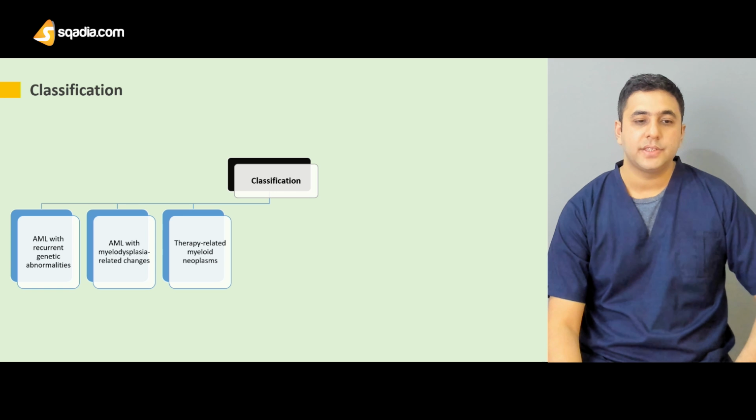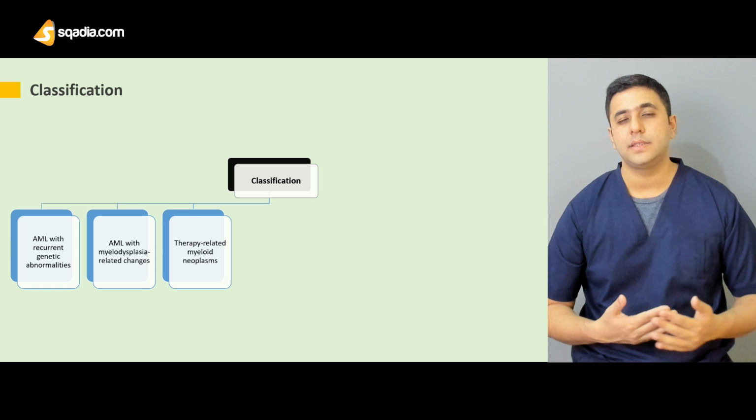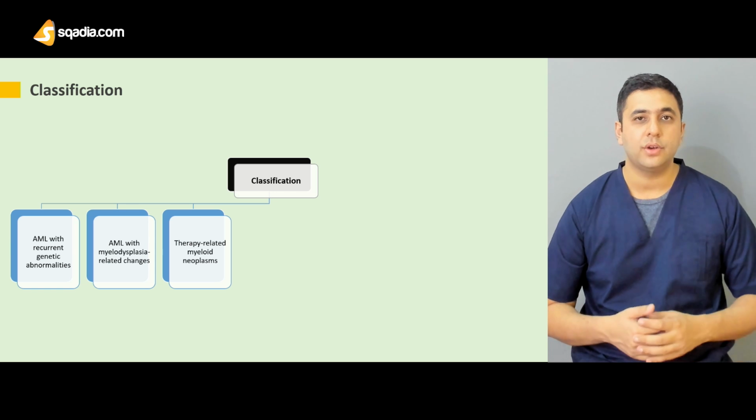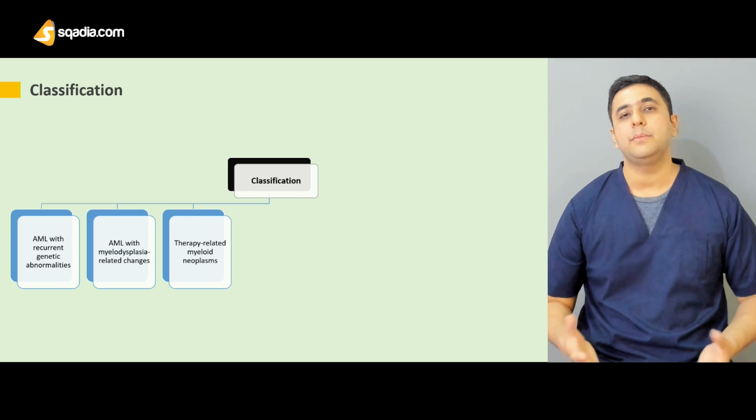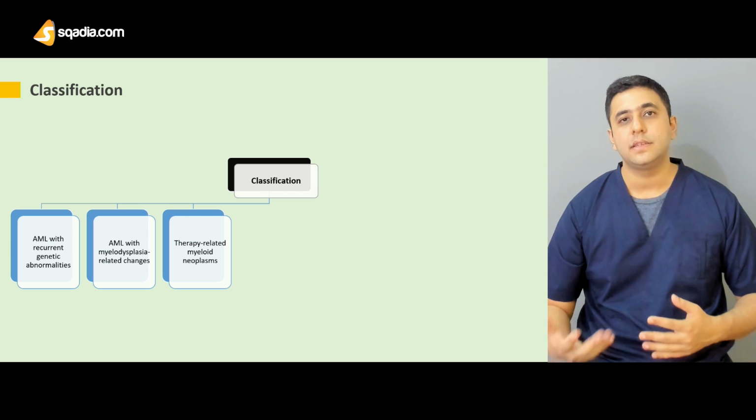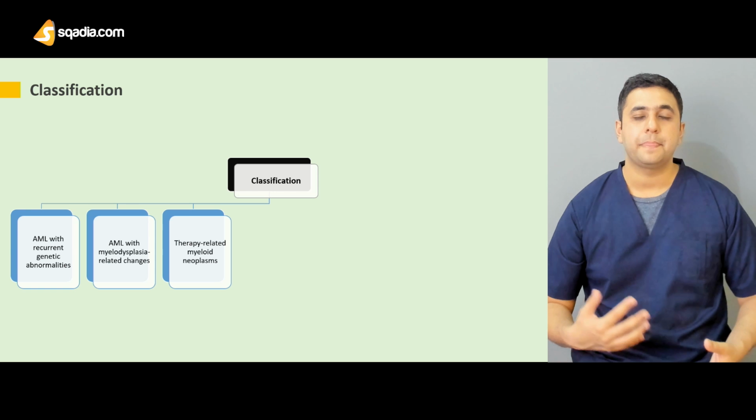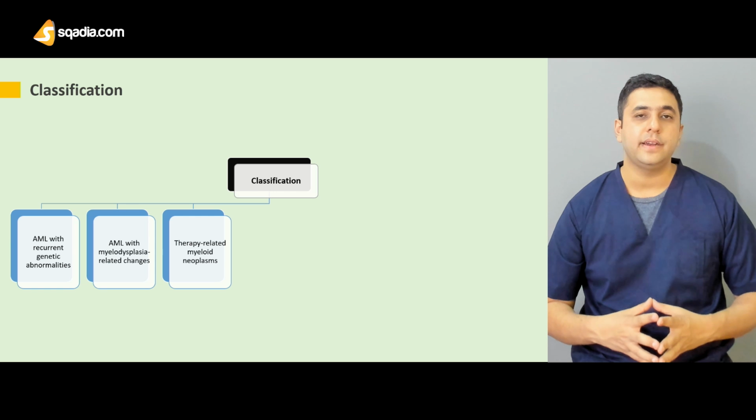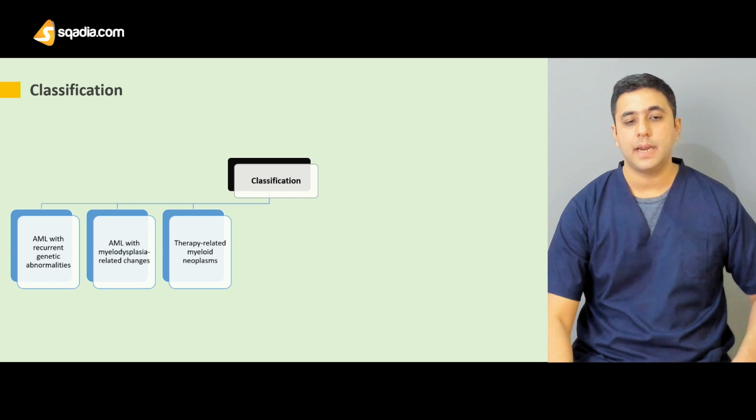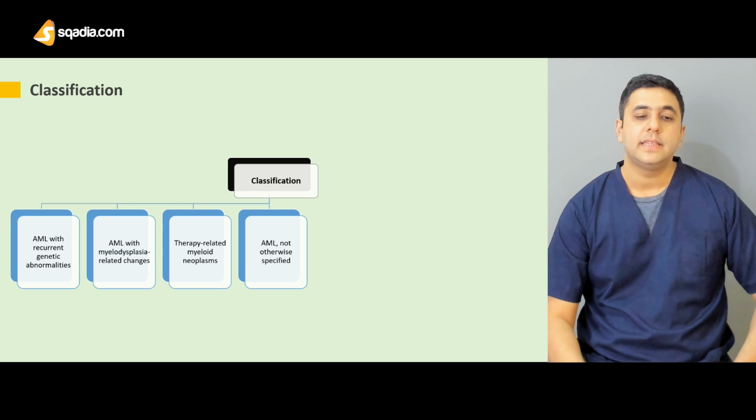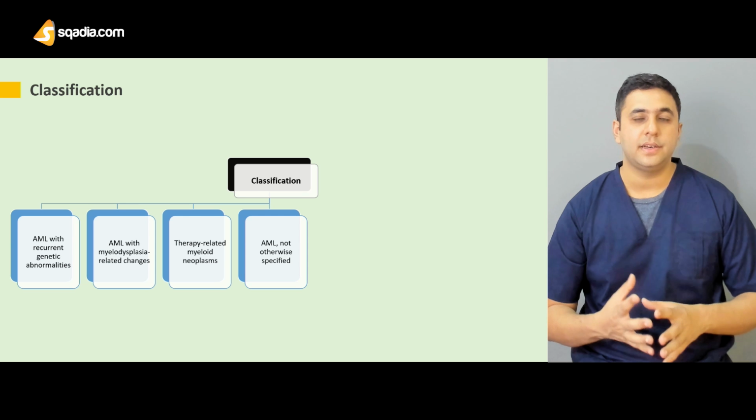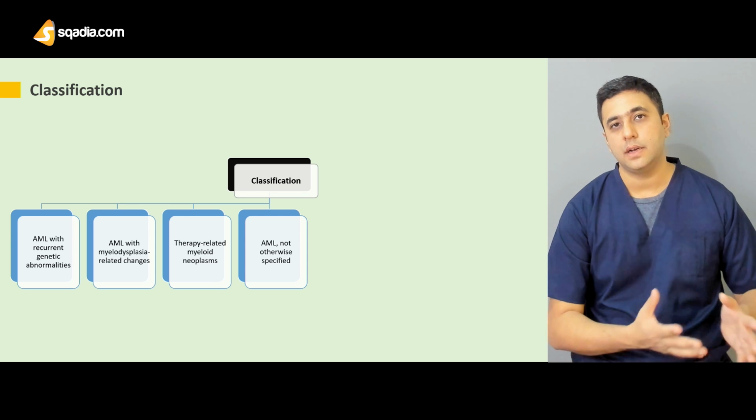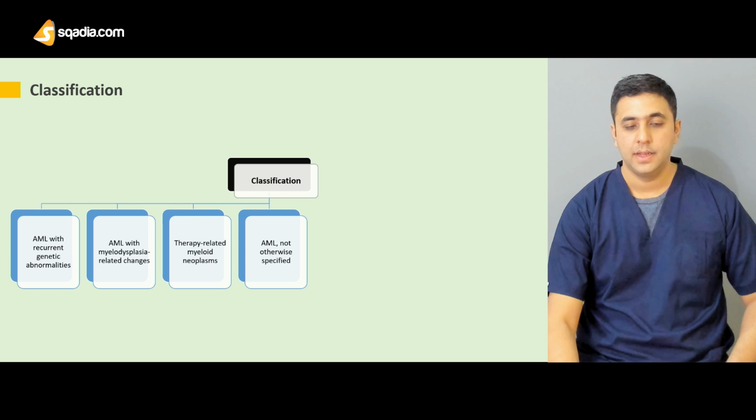Then another subtype is the therapy-related myeloid neoplasm. This includes the disorder that has arisen secondary to chemotherapy or other chemical exposure. Certain chemotherapeutic agents like ifosfamide and others, unfortunately, while treating cancer, can also give rise to malignancy. So if AML arises secondary to a therapy, we classify it as a therapy-related myeloid neoplasm. Then we have the AML not otherwise specified. This generally includes all the subtypes which do not fit the criteria of the other groups.